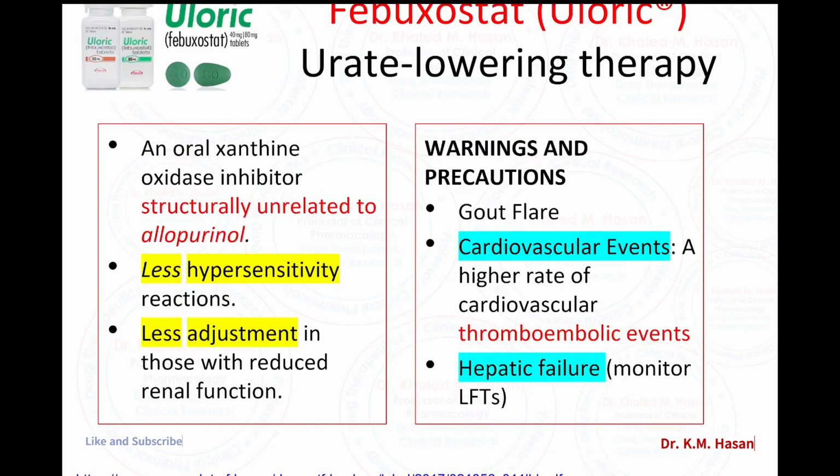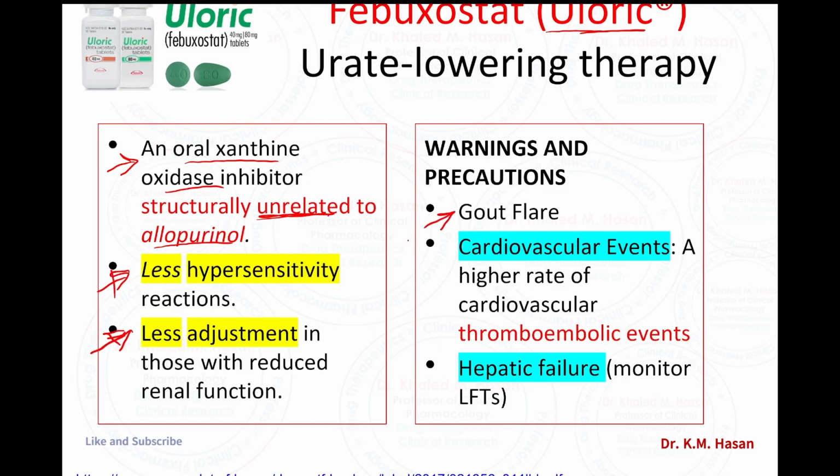Febuxostat is very similar to allopurinol. It is unrelated to the structure of allopurinol, but similar in mechanism of action: it inhibits xanthine oxidase. So febuxostat inhibits xanthine oxidase. Advantages: less hypersensitivity, and less dose adjustment needed for patients with renal impairment. That's great. What about the warnings and precautions?